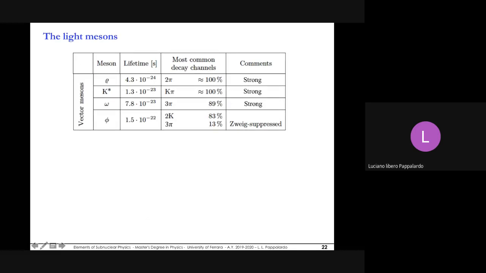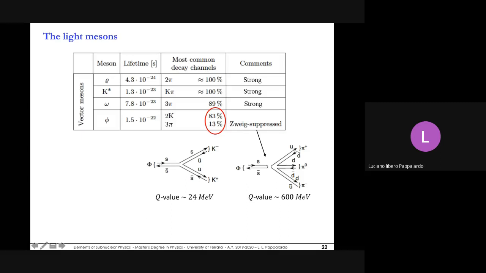Now, this is the corresponding table for the vector mesons. So we have now the rho, the K star, the omega, and the phi. The lifetimes here are very, very short, so they are typical of strong interactions. And so they decay with this branching ratio into either 2 pi, or K pi, or 3 pi, etc. Let me just point out this last line here, the decay of the phi into 2 kaons or 3 pions.